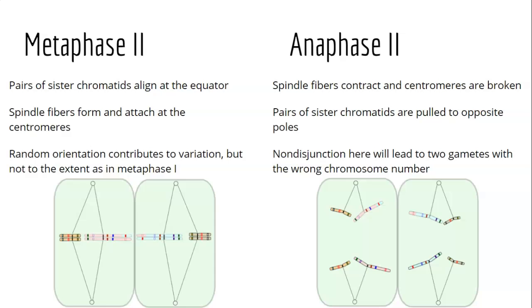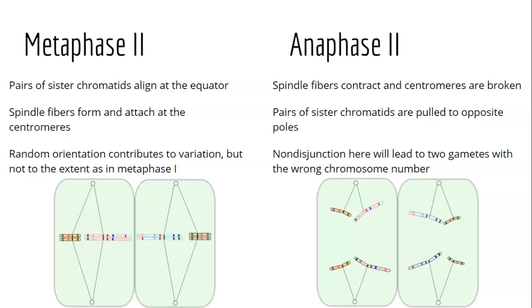You have the sister chromatids aligning at the equator. Random orientation can happen, but it doesn't really contribute to variation as much as in metaphase 1. So while, yes, it's important, it's not as important as in metaphase 1. And then anaphase 2, same thing happens.